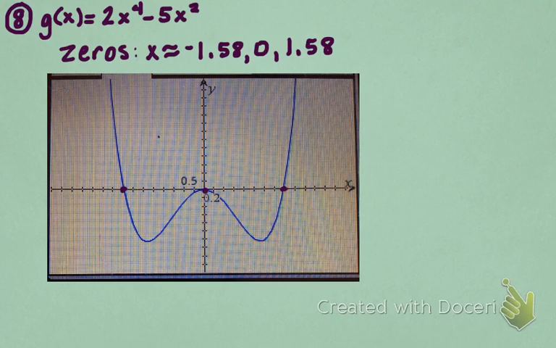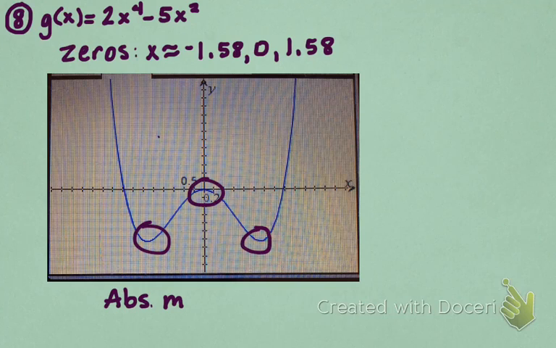Well, now we want our extrema. We have 3 extrema, so let's erase the dots for the zeros and focus on the extrema now, which are these 3 points. The 2 points at the bottom have the same y value, which we know because this is an even function. So we can start with them by saying we have an absolute minimum.